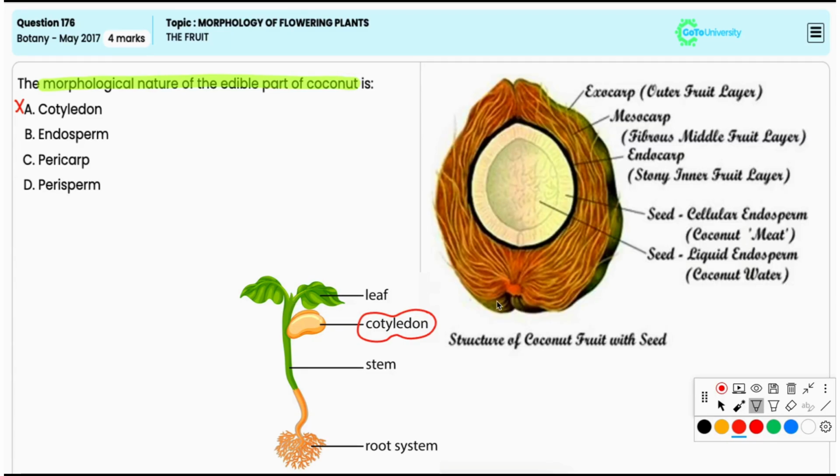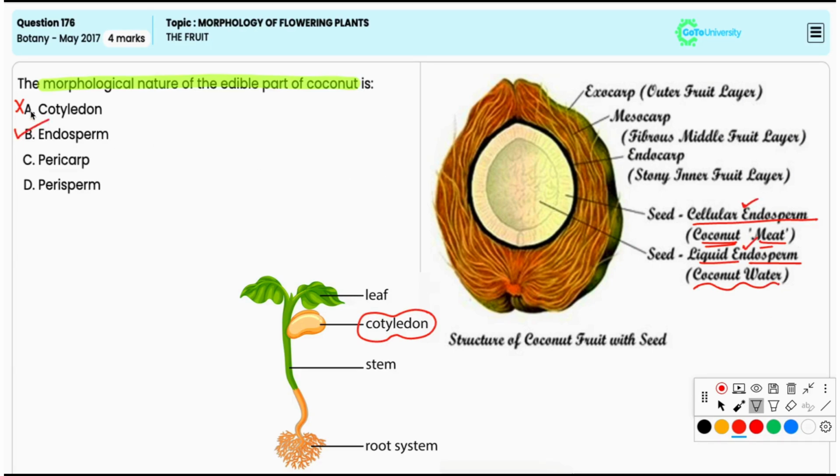Option B, endosperm. The edible part of the coconut is the endosperm. In its solid form, it constitutes the white kernel, and in its liquid form, it is the coconut water. Hence, it is the correct option.